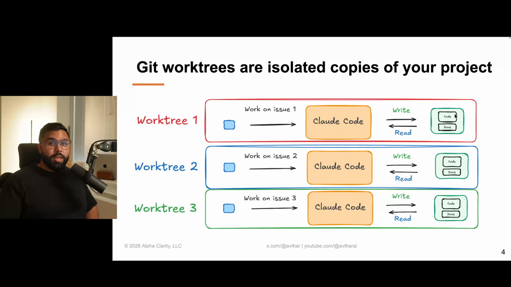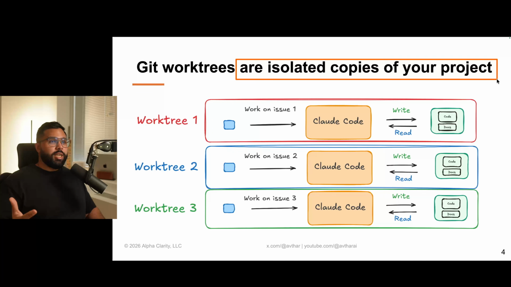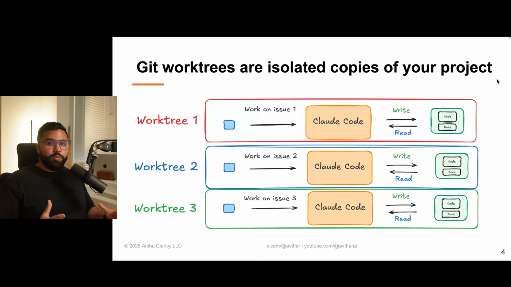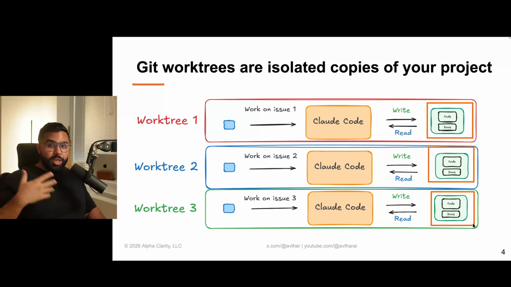The answer is Git Worktrees, and more specifically, giving each Claude Code agent its own worktree to work in. So what are Git Worktrees? Git Worktrees are separate, isolated copies of your project. Each worktree gets its own folder on your machine, its own copy of project files. So as you can see here, every worktree has its own copy of, in this case, the code and docs, and its own branch in Git.